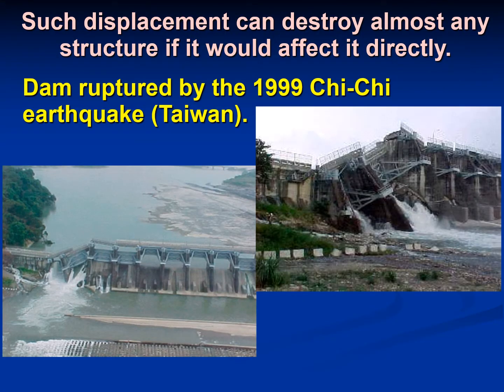Of course, such displacement can destroy almost any structure if it would affect it directly. Here you can see the dam ruptured by the 1999 Chi-Chi earthquake in Taiwan, when the fault passed along the river and was missed during site investigations.